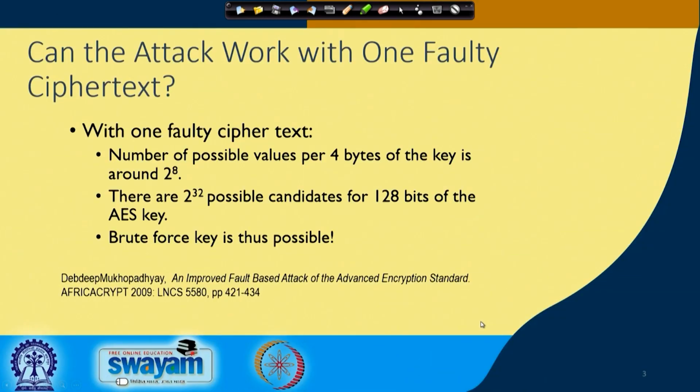So, the question is: can the attack that we have seen work with one single faulty ciphertext? We have seen already, as a summary, that even with 2 power of 32 probably a brute force search is still possible, but we would try to reduce it further.